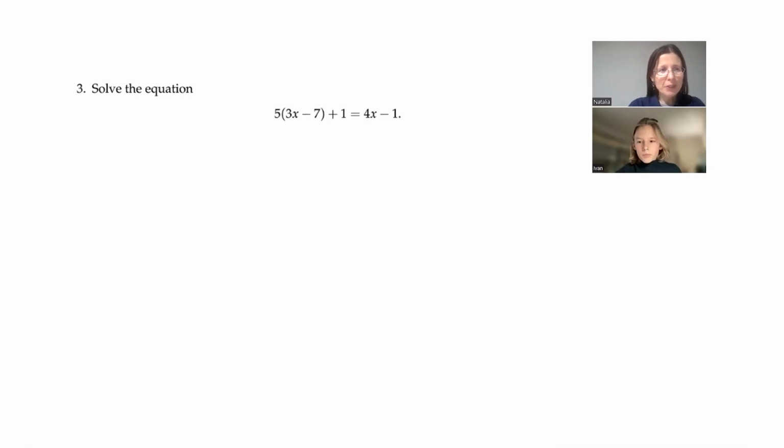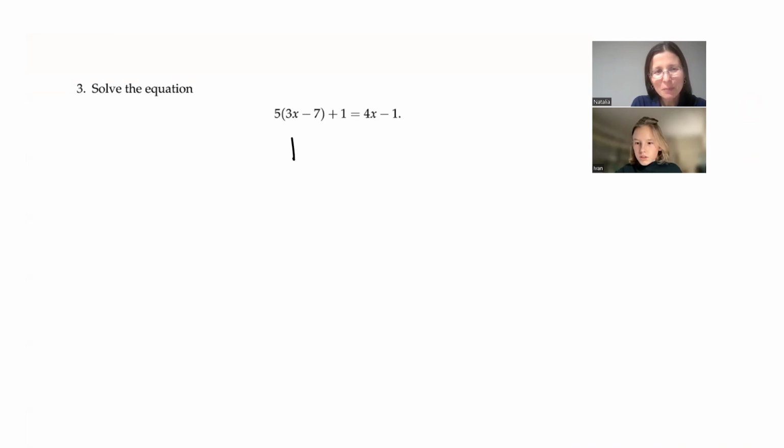Next is problem 3. Solve the equation. We have a linear equation of this form. What should we do? As in the first problem, we should use PEMDAS, or the correct order for solving linear equations. But can we do PEMDAS here?